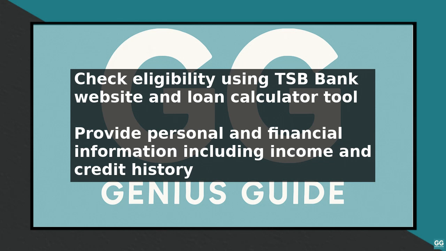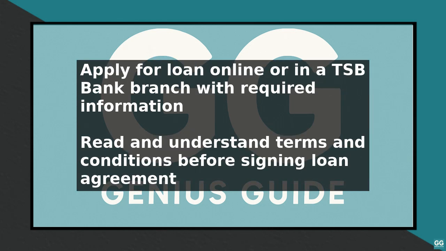Once you have checked your eligibility, you can apply for the loan online, over the phone, or in a TSB Bank branch. It is crucial to read and understand the terms and conditions of the loan before signing the agreement. This includes the interest rate, repayment term, and any fees associated with the loan.